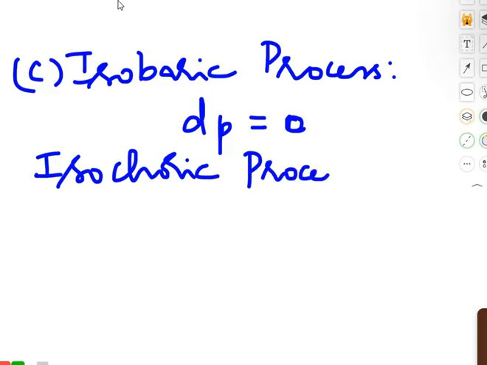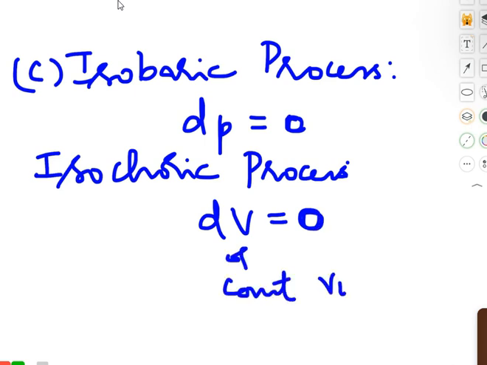Okay, next we have isochoric process. What is an isochoric process? A process in which volume does not change. Volume remains the same. There is no change in the volume, or a constant volume. Volume always remains the same throughout the process. Then it is called an isochoric process.